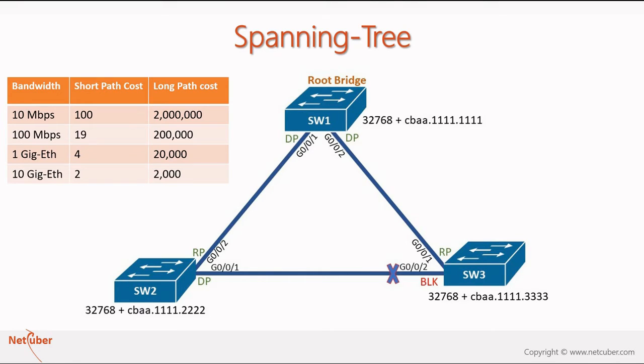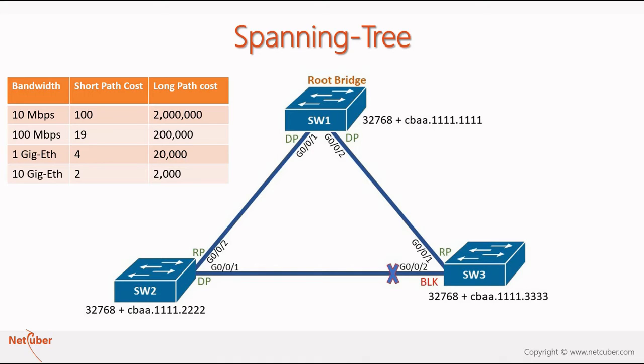I have created a topology here with 3 switches: switch 1, switch 2, switch 3. They have the same priority and different MAC addresses. So switch 1 is the root bridge in this scenario, and let's imagine from switch 3 how the cost is evaluated. This connectivity is based on gig Ethernet, so we are using gig Ethernet. It has a value of 4.